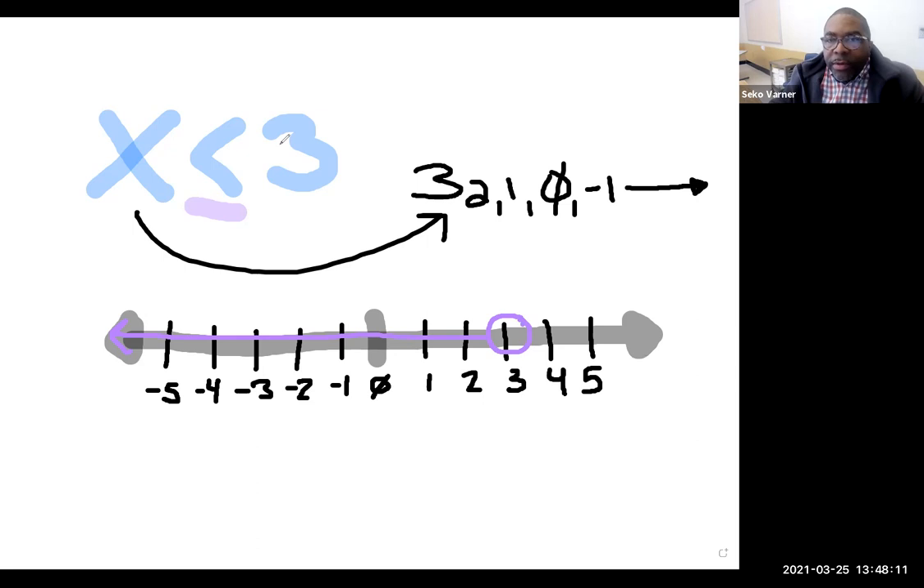And so what we're going to do now is color in all this goodness. So now we have a closed circle, and we can include the number 3. So all of this is our solution set. This area here is our solution set. All of these numbers, 3, 2, 1, 0, -1, all the way down to infinity in negative numbers. That's called our solution set. That solution set is X. X is the solution set.